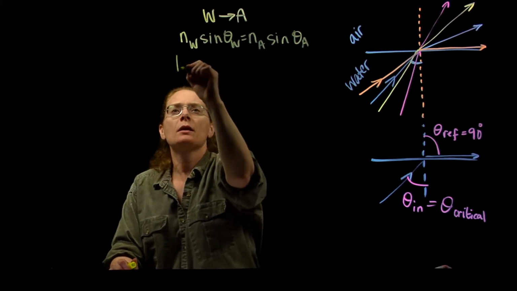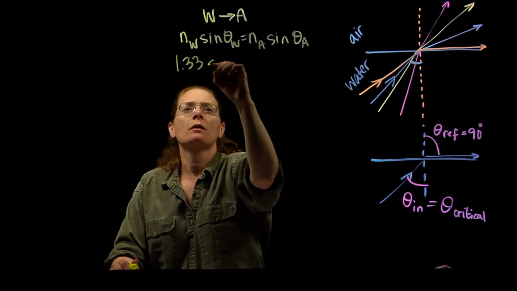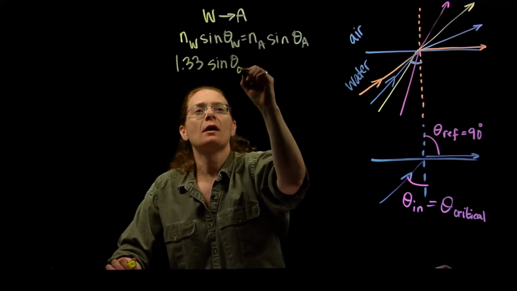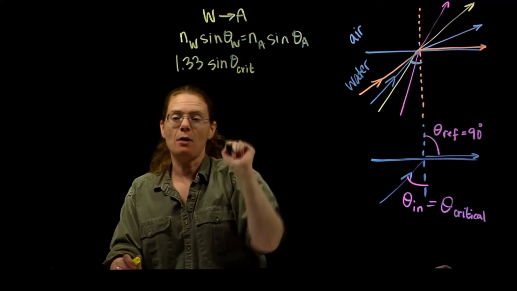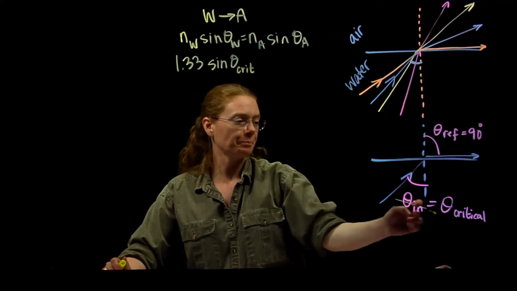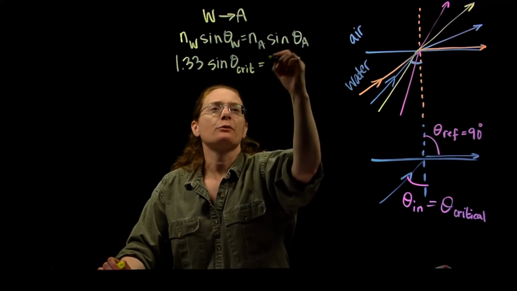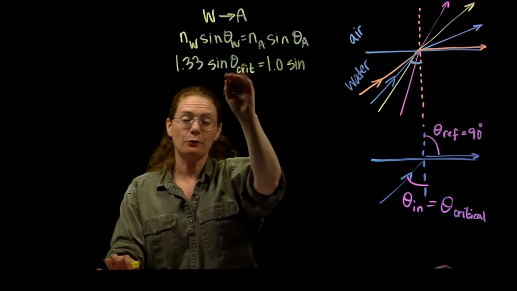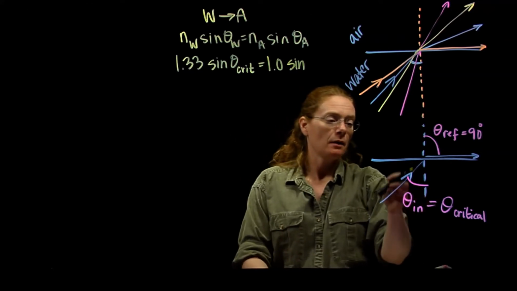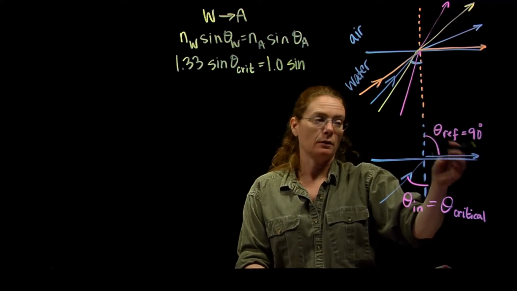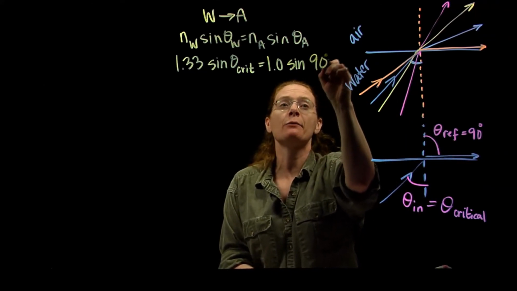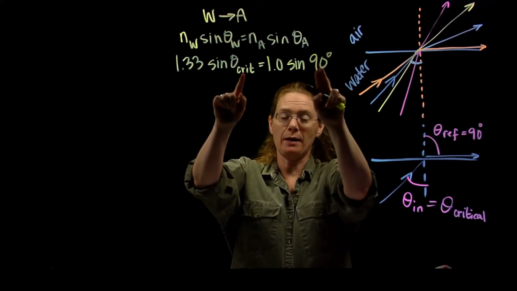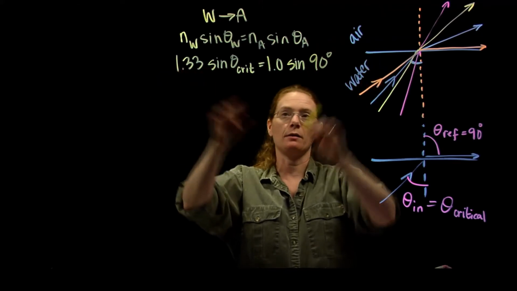The index of refraction of water is 1.33, and the angle in the water is the incoming angle. This is our critical angle. That's what we want to solve for, because that's this one right here. Equals the index of refraction of air, 1.0, times the sine of what? Well, if we have the critical angle coming in, then the outgoing angle is 90 degrees. That's the definition of a critical angle. So if this is the critical angle, this has to be 90.